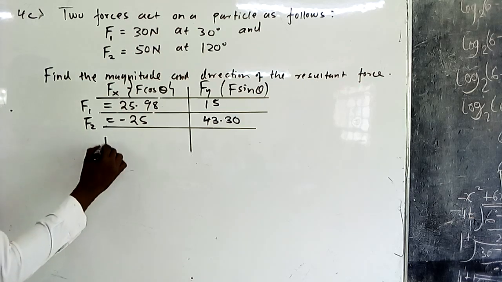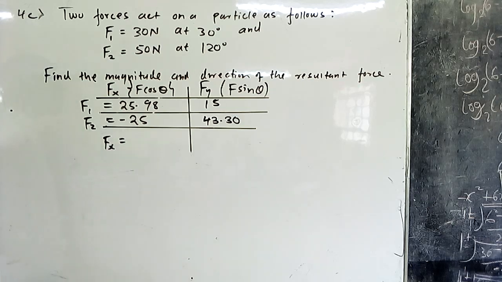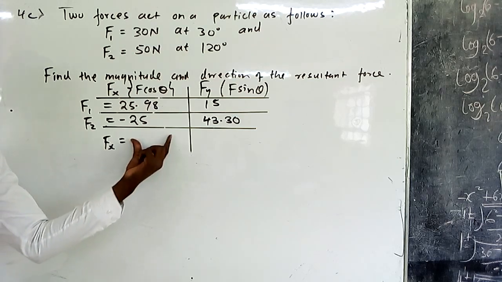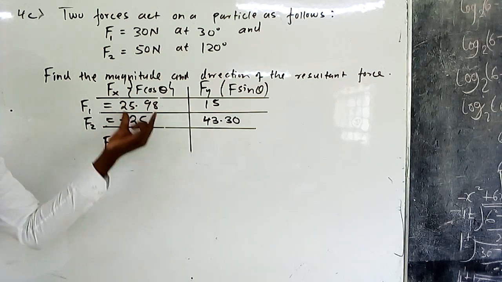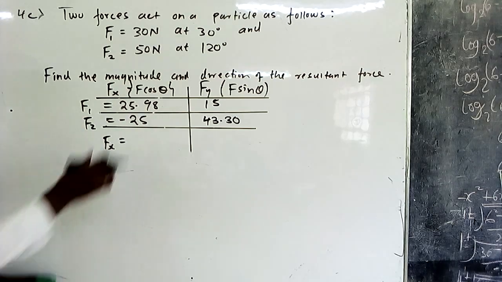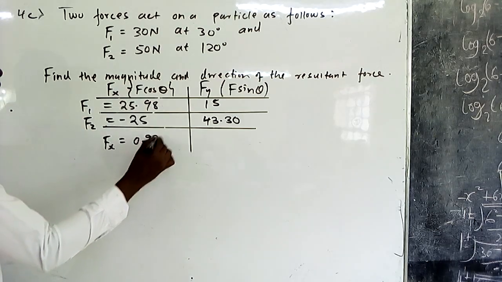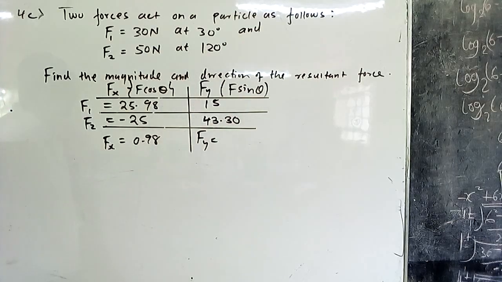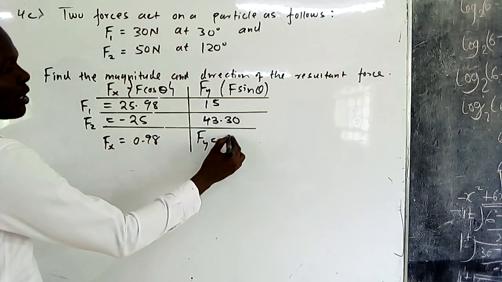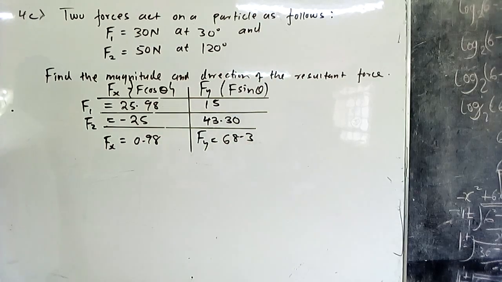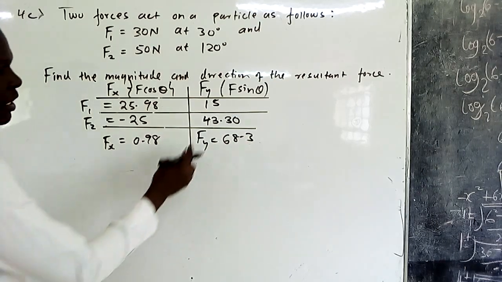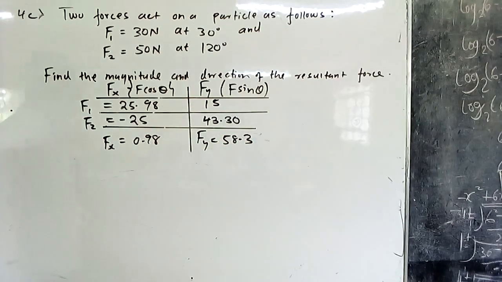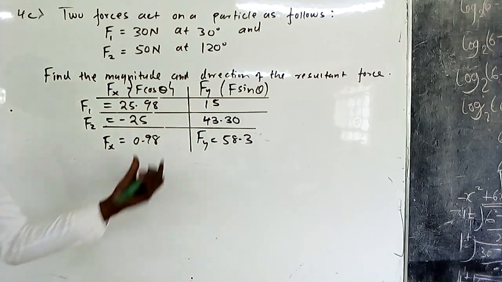Good. So now we want the resultant x component, meaning you use the parallelogram law, you add all the x components. What do you get with the resultant x component if you add all the x components? 0.98. Then for the resultant y component of this force, you add all the y components, you get 58.3 Newton, isn't it? The forces are in Newton.